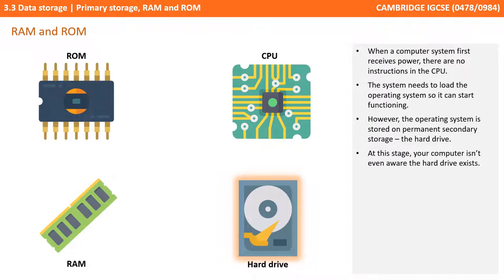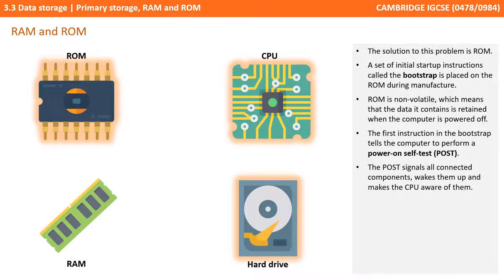Here we see four important internal components of a computer system: ROM, the CPU, RAM, and a hard drive of some description. When your computer very first turns on and receives power, there are no instructions in the CPU. What it needs to do is load the operating system so you can start using it. Of course, the problem with this is that the operating system is stored on the hard drive. And at the moment your computer turns on, it doesn't even know the hard drive exists, let alone that it should look there to find the operating system and load it into RAM.